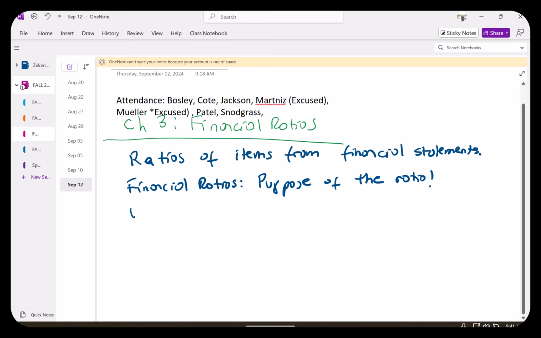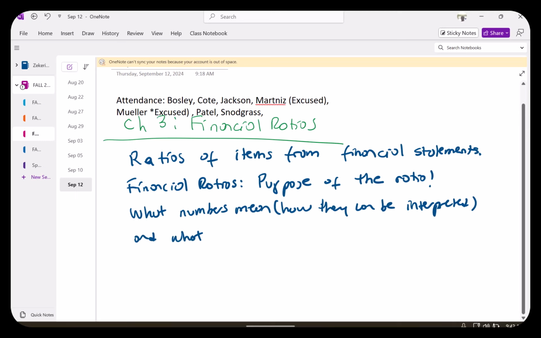We need to know what numbers mean or how they can be interpreted. And what are some low, normal, and I'm going to put that in quotes, and high numbers.